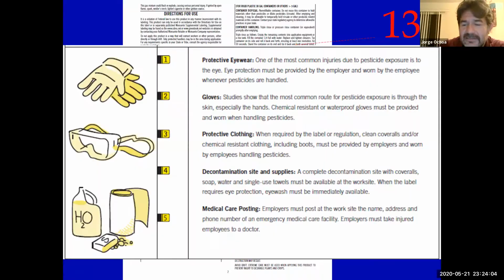And so that's the label. We will continue with the second portion later on, where we're going to go a lot more in detail with the requirements and the licensing.